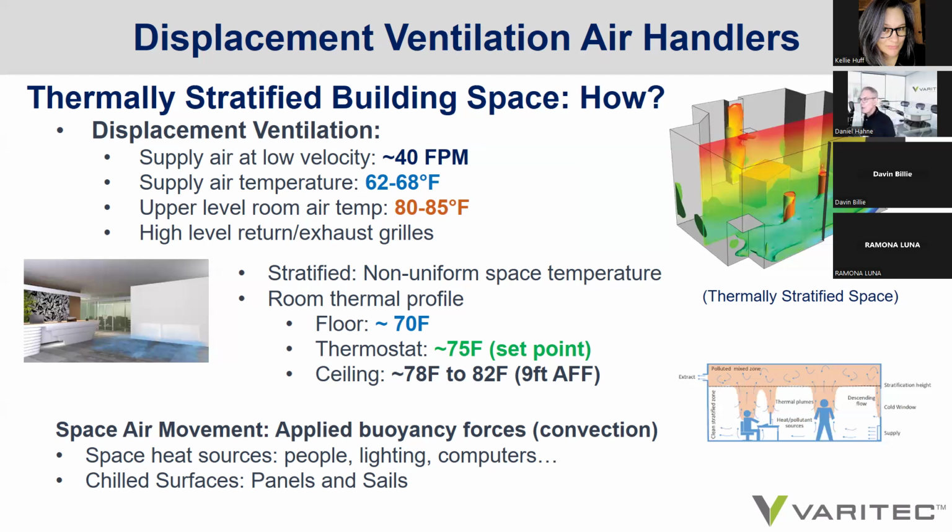Unlike a conventional MEP system that is an all-air system that seeks to achieve a thoroughly mixed environment within the space, displacement ventilation wants to maintain a thermally stratified environment. By doing that, it provides 62 to 68 degree supply air at low velocity off of displacement diffusers or through the floor and underfloor air systems, allowing the air to stratify throughout. So if you provide 62 degree air, your floor will be at a temperature of about 70 degrees, the thermostat 75 degrees or whatever set point is assigned.